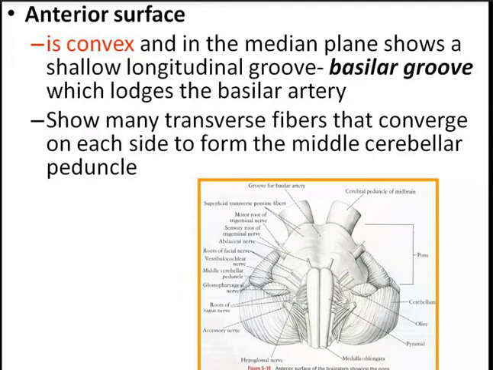And it shows many transverse fibers that converge on each side to form the middle cerebellar peduncle. The middle cerebellar peduncle is the bundle of fibers which forms the connection between the pons and the cerebellum, and the pontocerebellar fibers form the middle cerebellar peduncles. Okay, so this is the basilar groove, the prominent feature in the ventral surface of the pons.